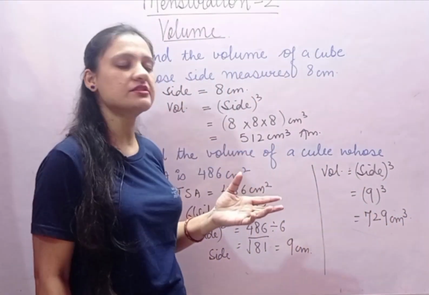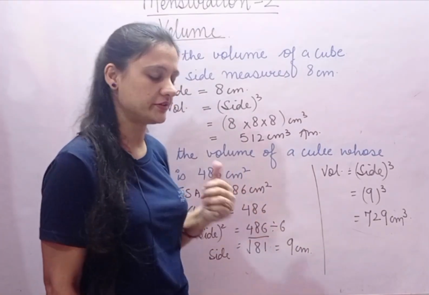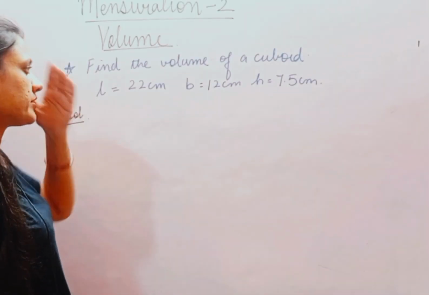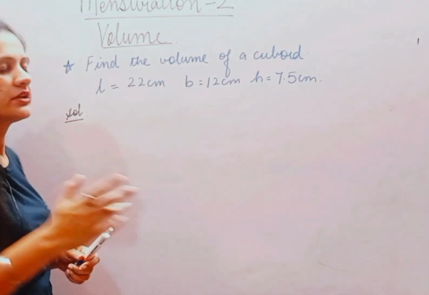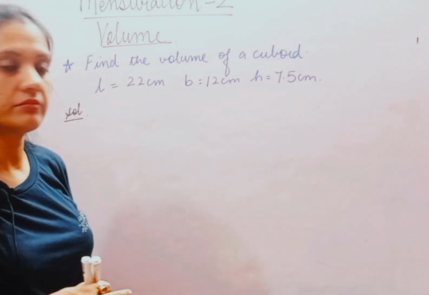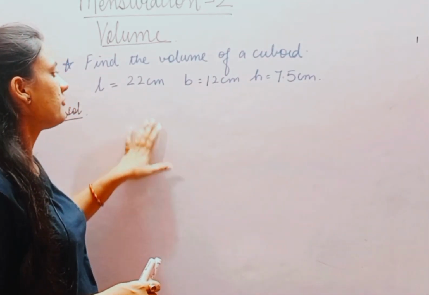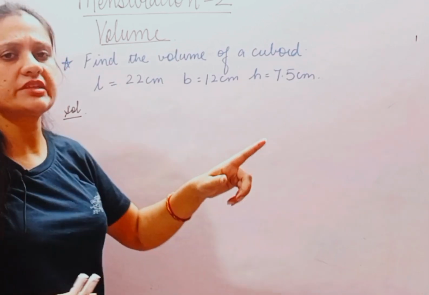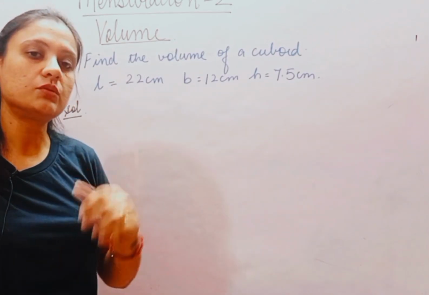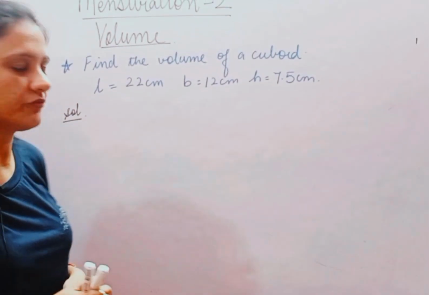Now let us discuss one more question on cuboid. Here they have given you the length, breadth and height. Children, one thing you should be very careful about is to first check the units given to you, right? They should all be in the same unit. If they are not, first convert them into the same unit and then apply the formula, right?